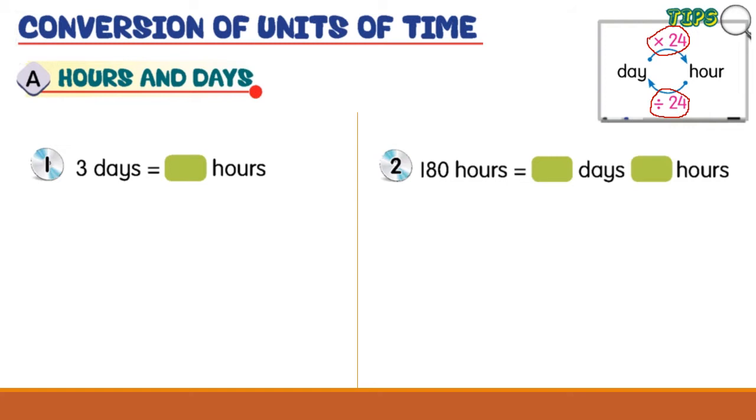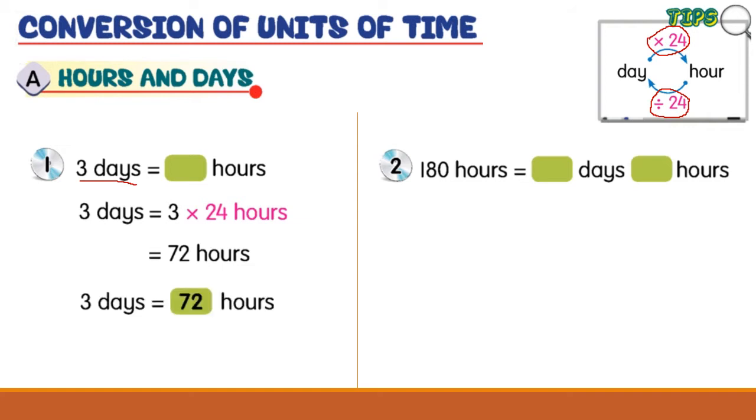Look at the first example. 3 days. So 1 day is equal to 24 hours. So for 3 days, you have to times 24 because 1 day is equal to 24 hours. So 3 times 24 is equal to 72 hours. So 3 days is equal to 72 hours.